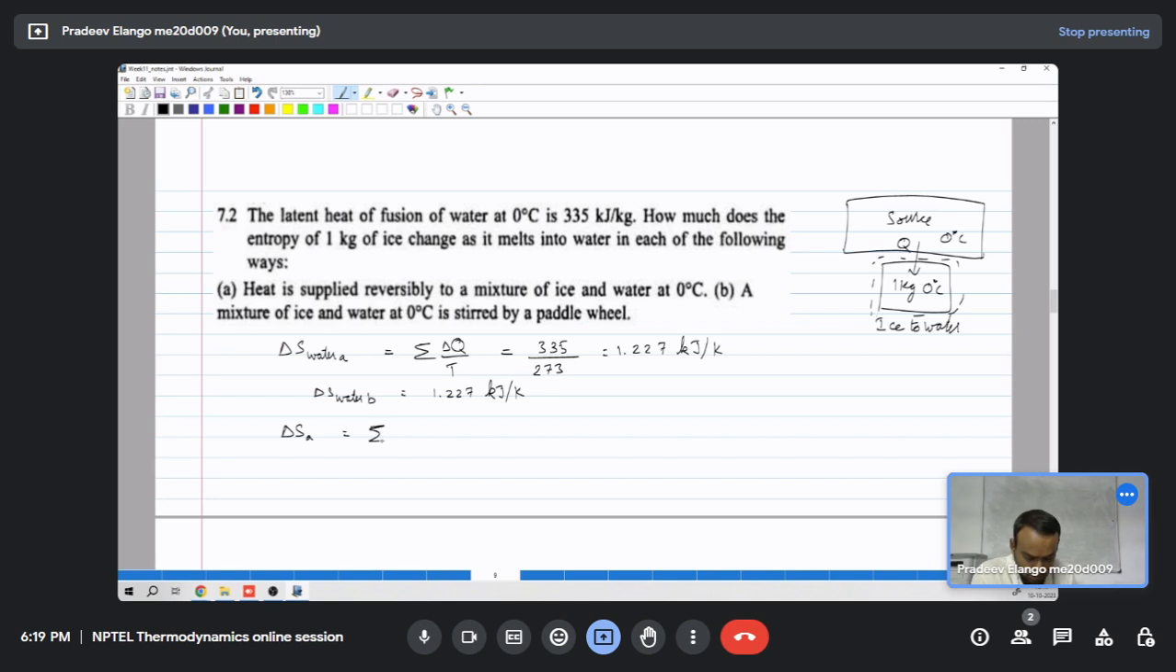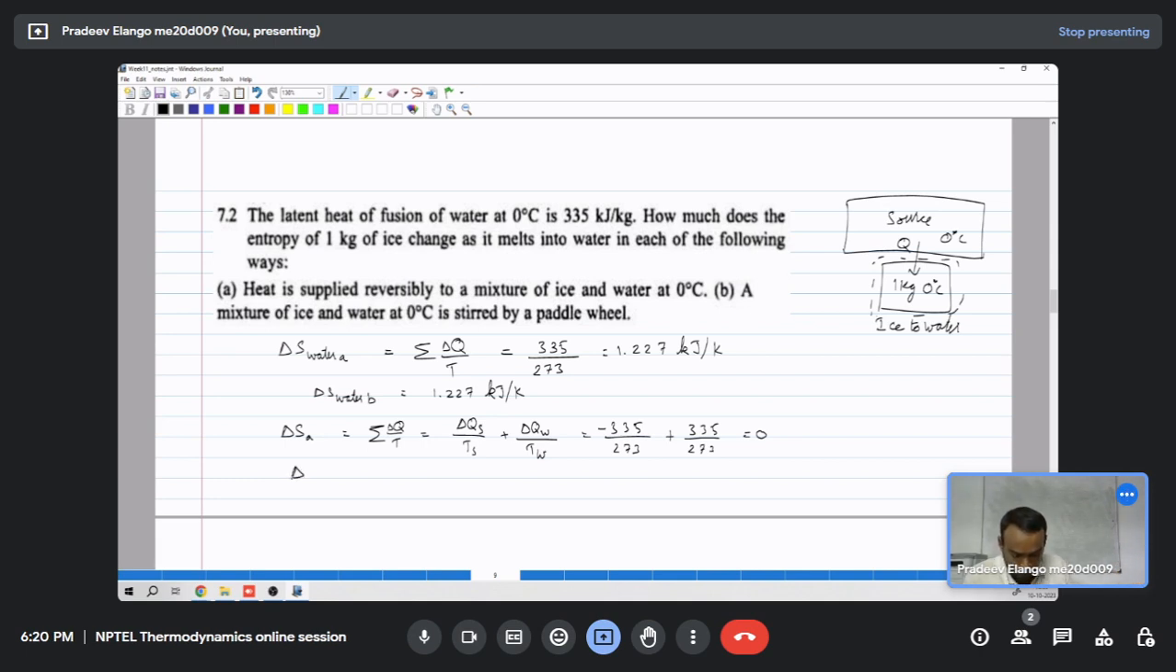So if you write this for case A, the entire entropy generation is given by the summation of delta Q by T, and this would be 335 by 273. Or I would write delta Q of the source by T of the source, plus delta Q of the water by T, the temperature of the system or the water. Again it will be 335 by 273, which is given out by the source, so it should be negative, plus 335 by 273 for the system, the 1 kg water body. So at the end it becomes 0. So there is no entropy increase or decrease in this process when the heat is reversibly transferred from another body at the same temperature.